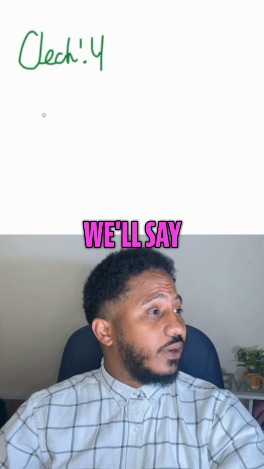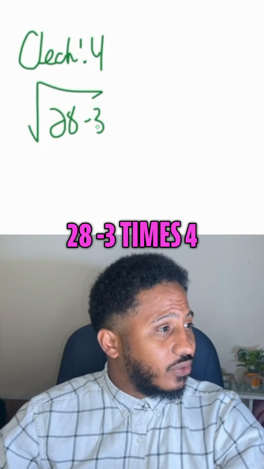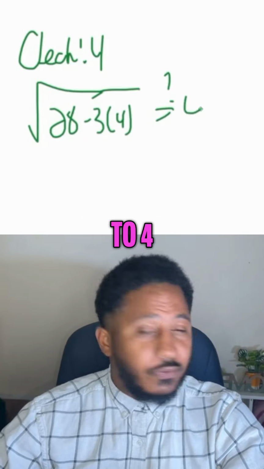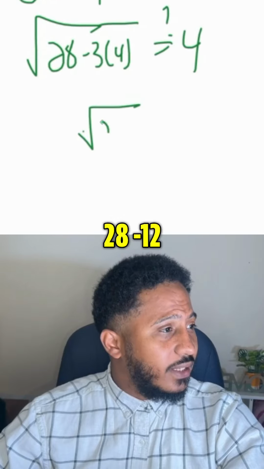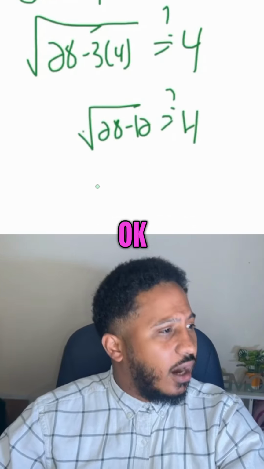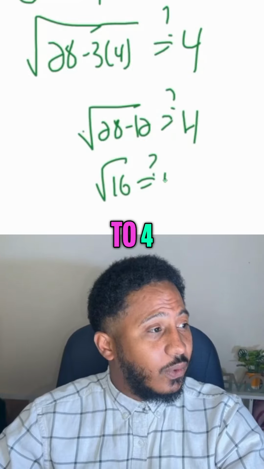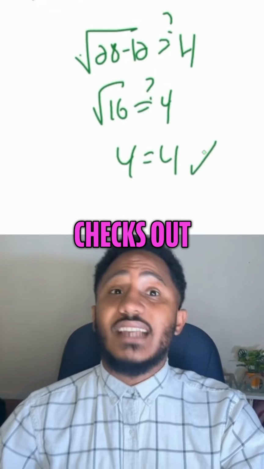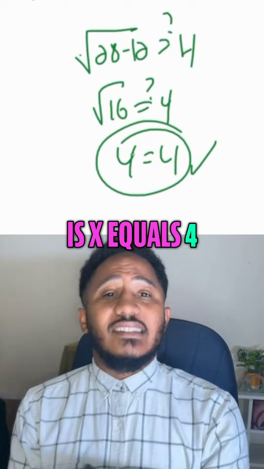So checking 4, we would say, the square root of 28 minus 3 times 4. Is that equal to 4? Well, the square root of 28 minus 12. Is that equal to 4? That's the square root of 16. Is that equal to 4? Yes, 4 equals 4. So that checks out. So the only solution here is x equals 4.